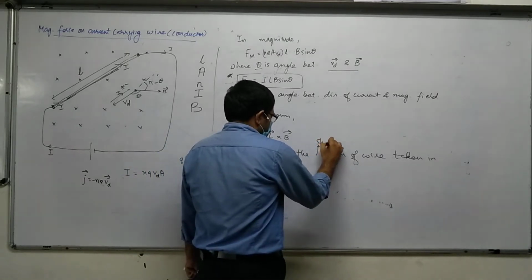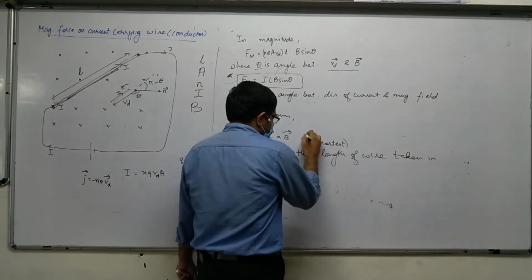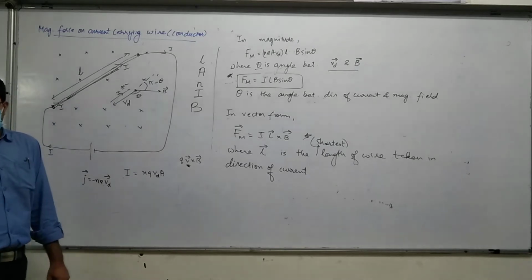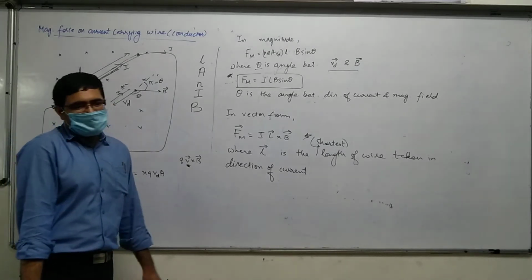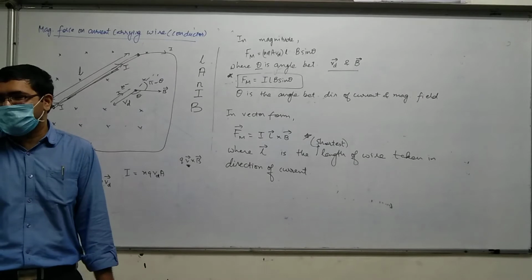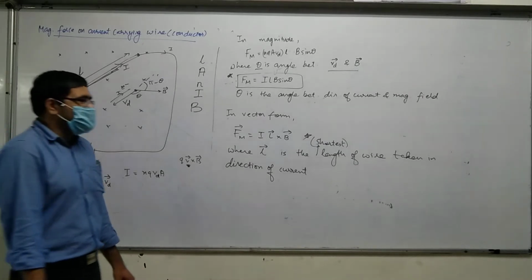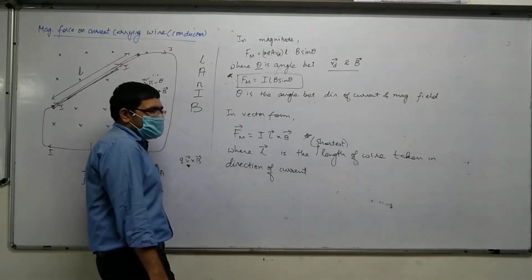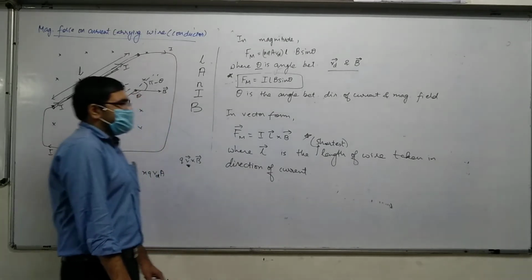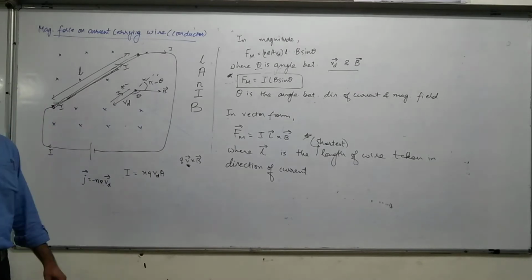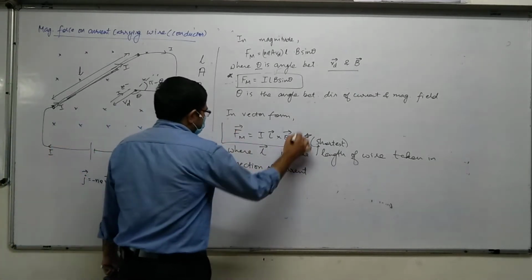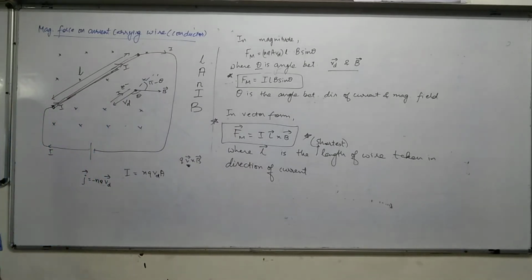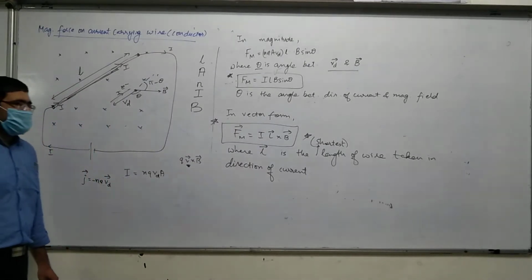And just add one word. If you don't write it in the exam it will be fine, because the book doesn't give it, but this is very useful. Where L vector is the shortest length of the wire taken in direction of current. We will take the shortest length, understood? So there are two relations that I expect you to remember.